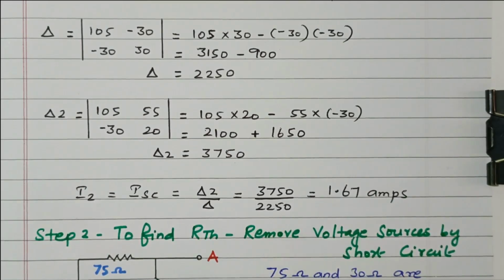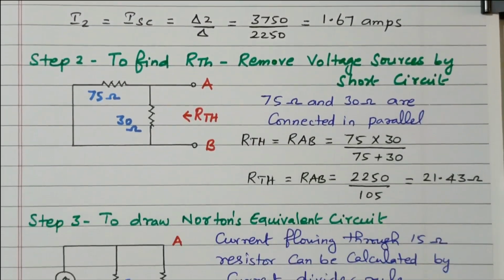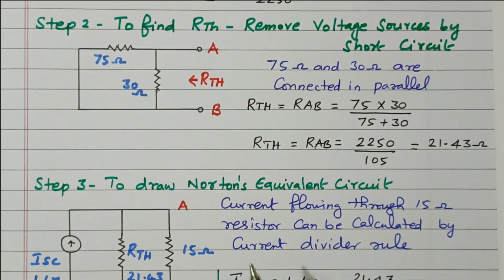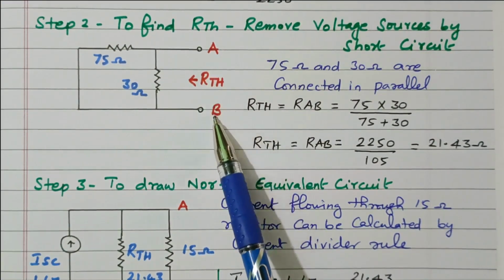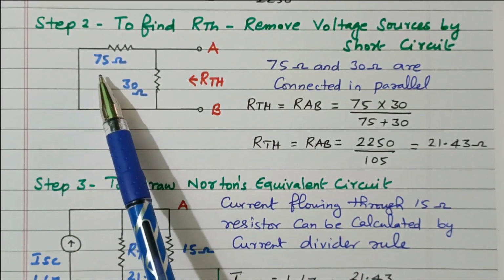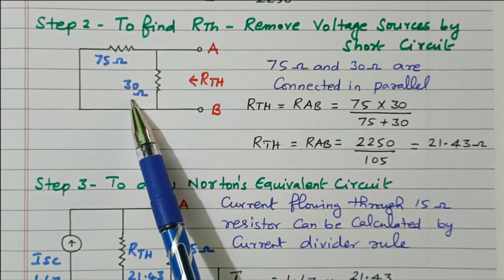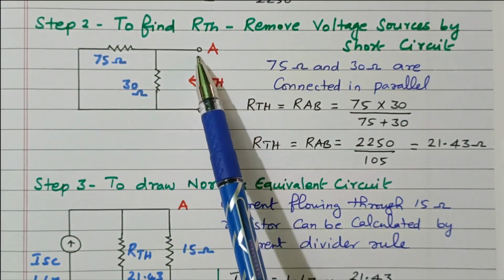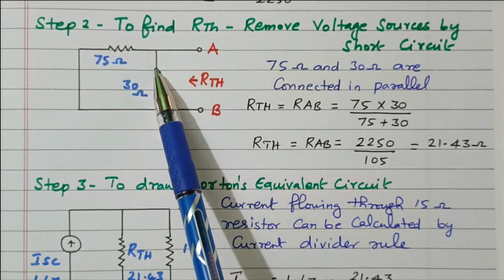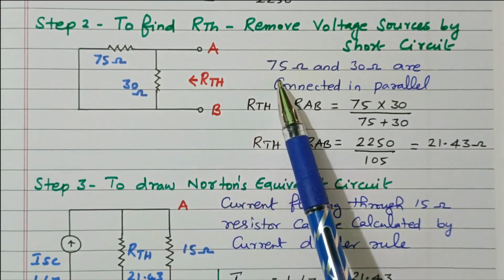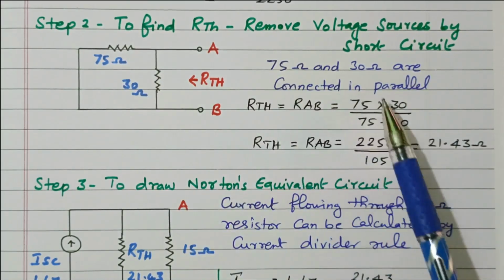So in the second step we need to find the R Thevenin value. How to find the R Thevenin value? R Thevenin is nothing but the resistance across A and B. All the sources should be removed. After removing all the sources, we have 75 ohm and 30 ohm. So we need to find the resistance from this end. So the current is flowing through this. At this point current is diverted, so that the 75 and 30 ohm are connected in parallel.